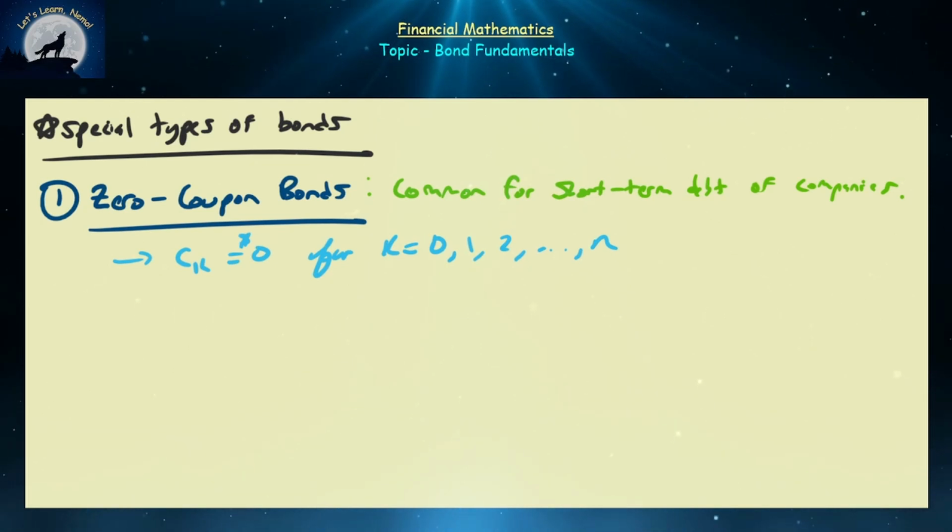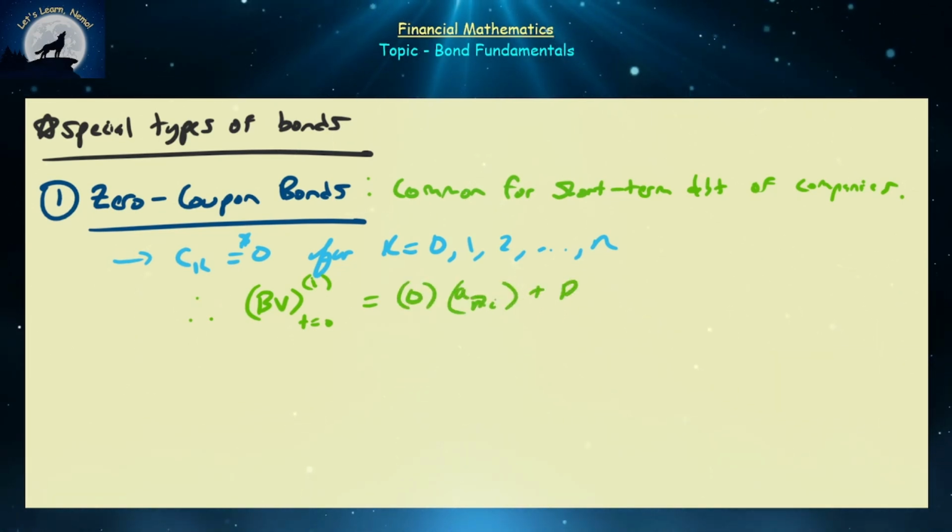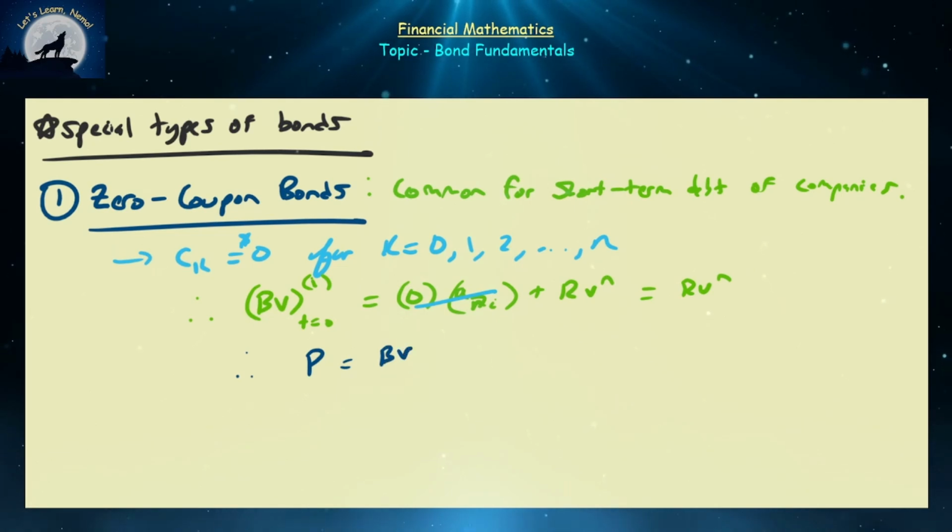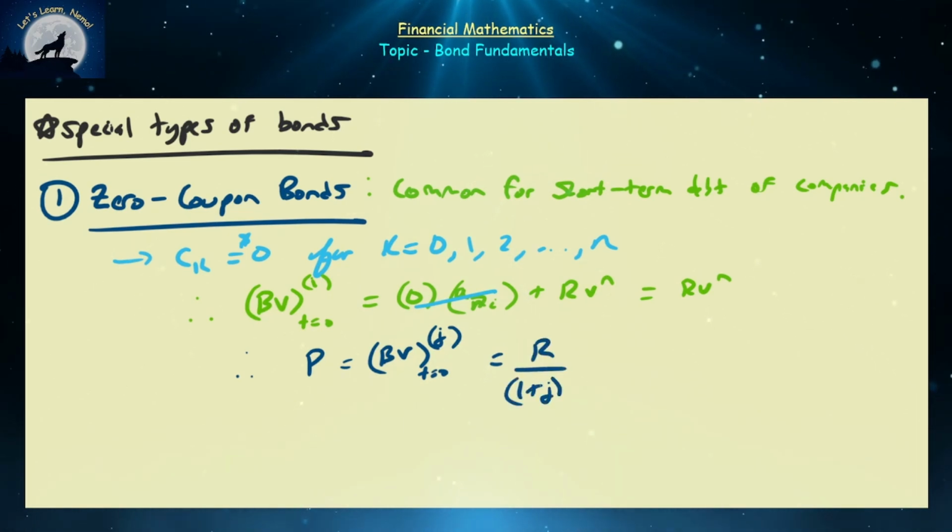So if this is the case, then what does that mean for our formulas? The BV at t is equal to 0 under i is going to be equal to 0 times a angle m at i plus our redemption value R nu to the power of m. And 0 times anything is just 0, so we're just left with R nu to the power of m. So our yield rate equation, which is P equal to the book value at present under some rate j, is just going to be equal to R all over 1 plus j to the power of m.